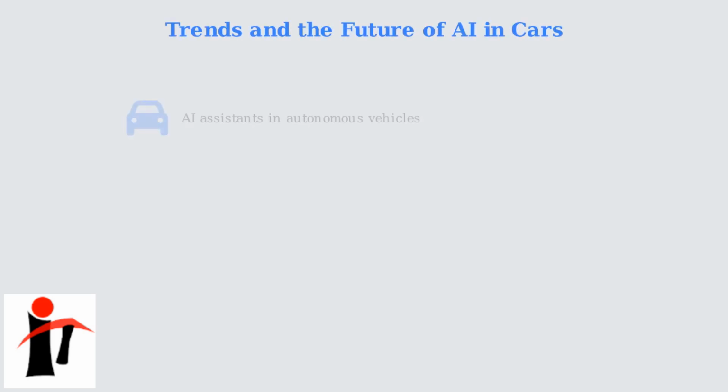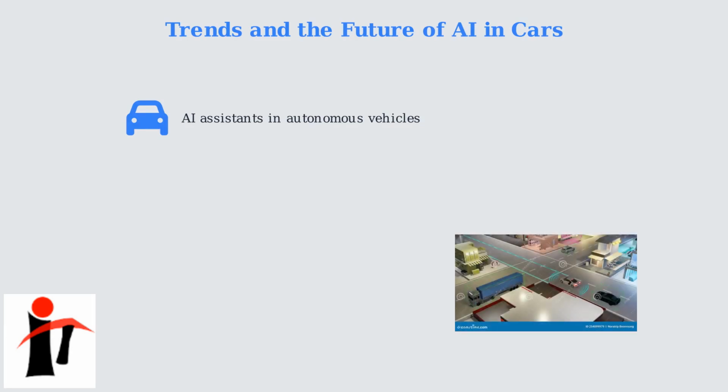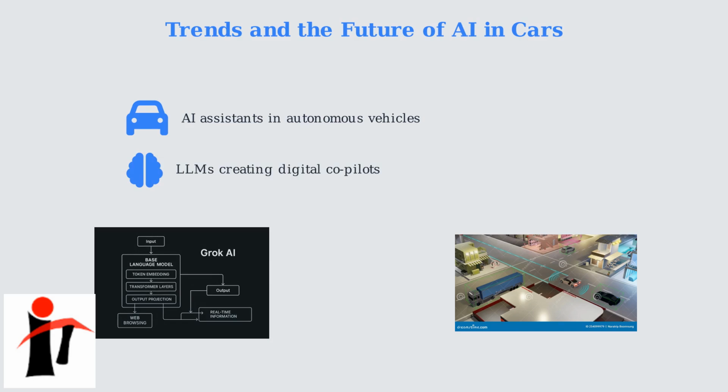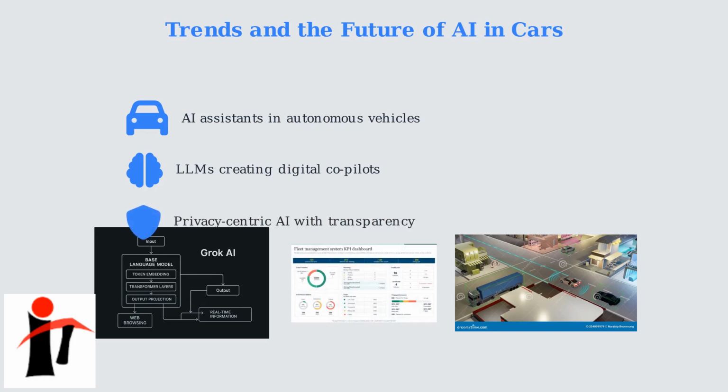The integration of Grok into Tesla vehicles represents a broader trend where AI assistants are becoming standard in autonomous vehicles. Automakers worldwide are embedding large language models to create intelligent digital co-pilots that enhance the driving experience. This trend involves embedding LLMs similar to xAI's Grok model to provide conversational interfaces that handle navigation, entertainment, and vehicle controls seamlessly. Current trends emphasize privacy-centric AI, where systems like Grok prioritize user data protection and transparency, allowing users to view and control how their information is used.